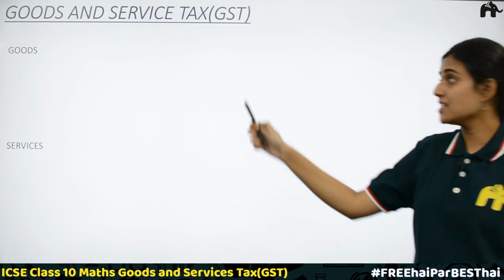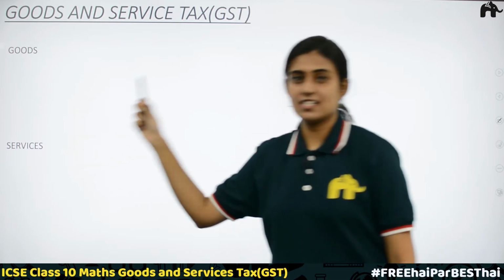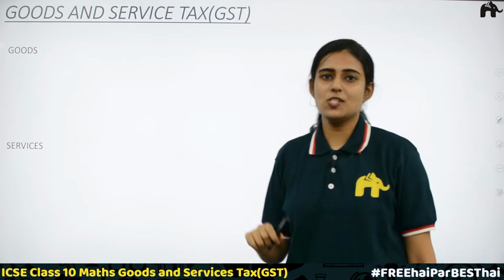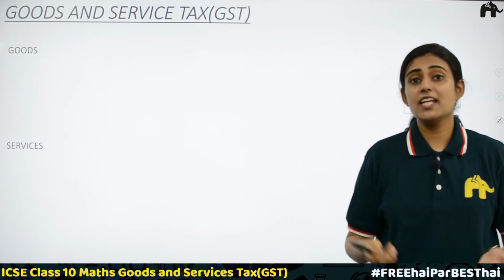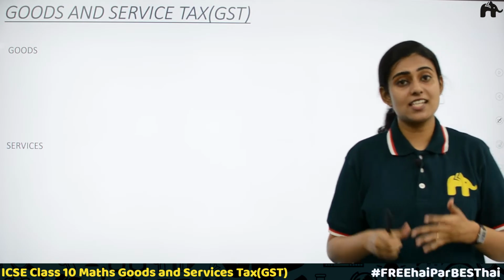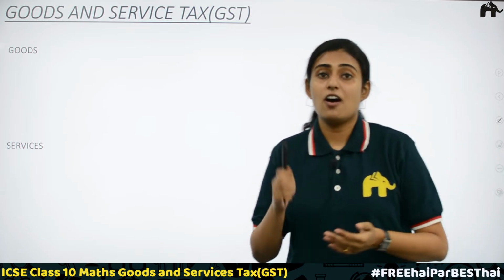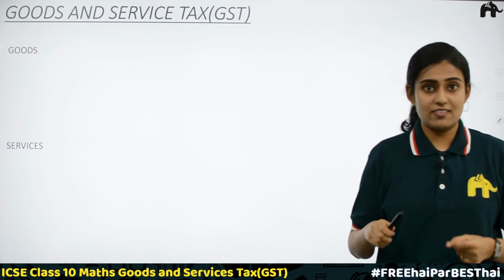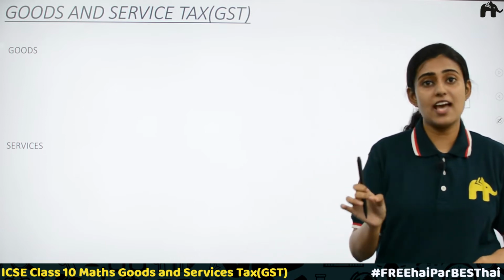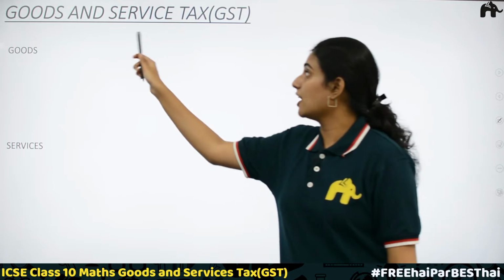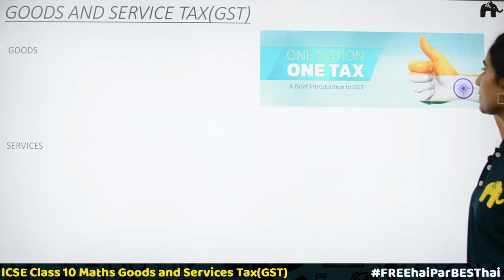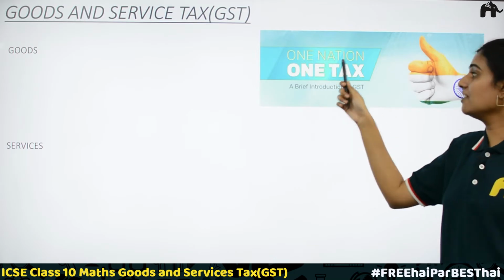Now we are moving on to the basic topic in this chapter, that is goods and services tax. As the name suggests, goods and services, the tax that is paid for goods and services. Prior to 1 July 2017, there were many different indirect taxes like VAT, excise tax, service tax, etc. that were to be paid. From 1st July 2017, all these taxes were abolished by the government and a new tax was introduced which came to be known as goods and services tax. They came up with a motto, that is one nation, one tax.